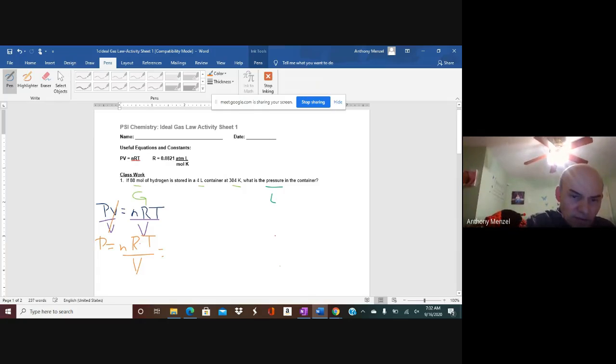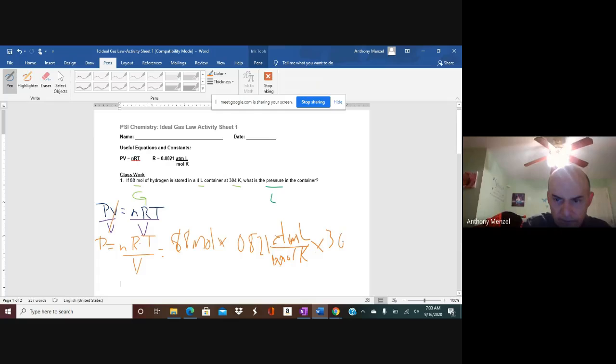And when we do that, we always want to put in all of our units. So 88 moles times the universal gas constant with its units, times the 304 K, divided by the volume, which is 4 liters.